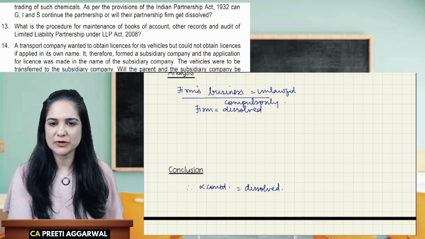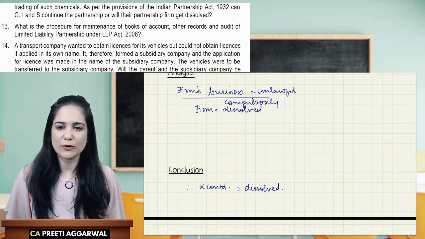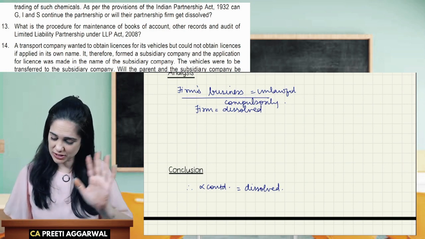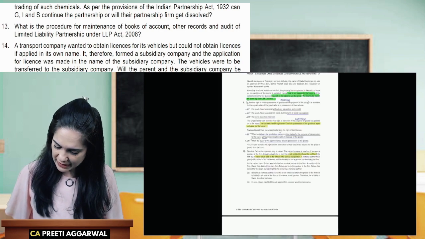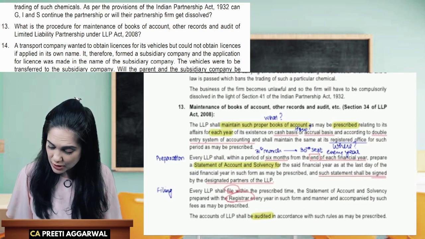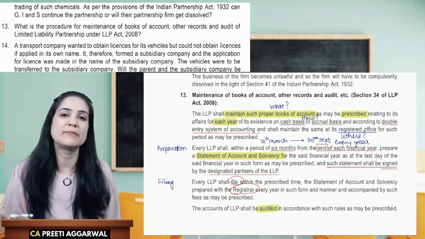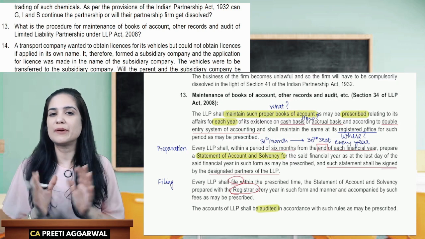Let's go to the next question. What is the procedure for maintenance of books, accounts, other records, and audit of LLP? It's a theory question. So I have highlighted over here. I've gone through the solution and I've highlighted for you. And I have also given you hints on how to remember the solution. Okay, how to remember the answer.